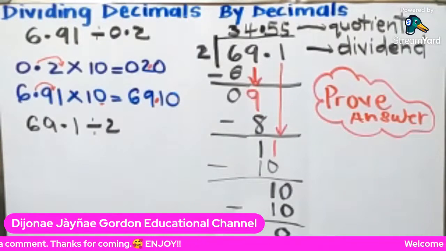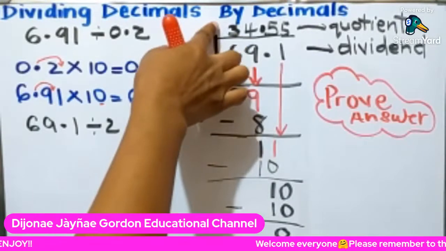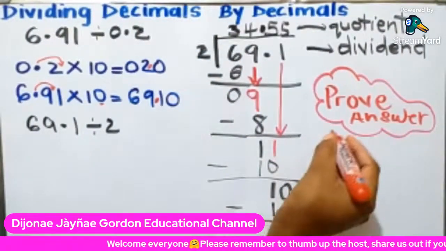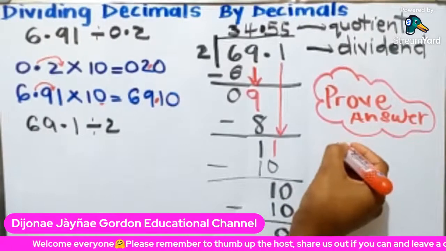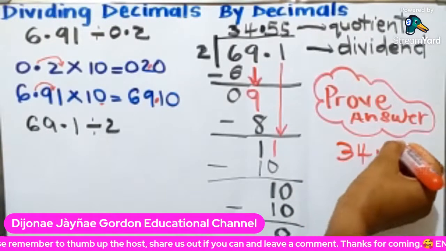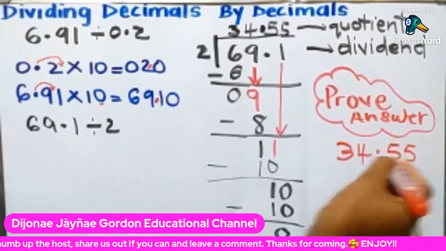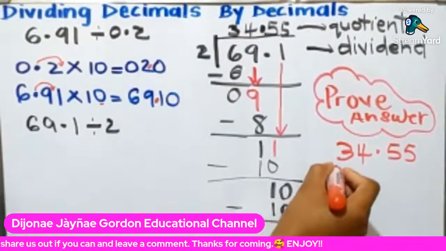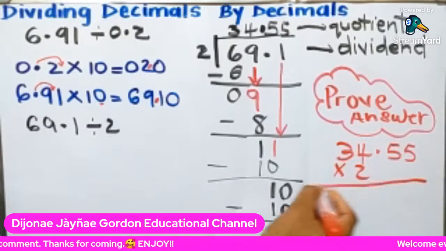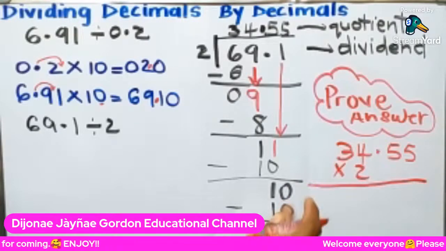So how am I going to go about proving my answer? Of course, I'm going to multiply my quotient, which is my answer, by my divisor. So I'm going to take it right here. So I'm going to have 34.55, and I'm going to multiply it by 2. So let's go right ahead and work this problem.